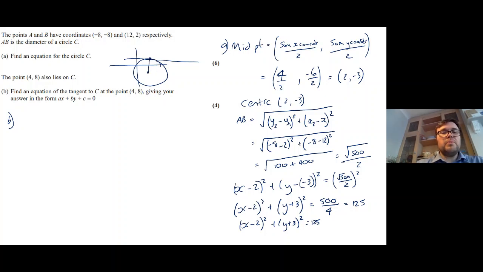From circle theorems, I'm hoping you remember that the radius meeting the tangent is at 90 degrees. So if we work out the gradient from the center to the point C, and we know the perpendicular gradient because m1 times m2 is equal to -1, then we have that gradient and we can work out the line.